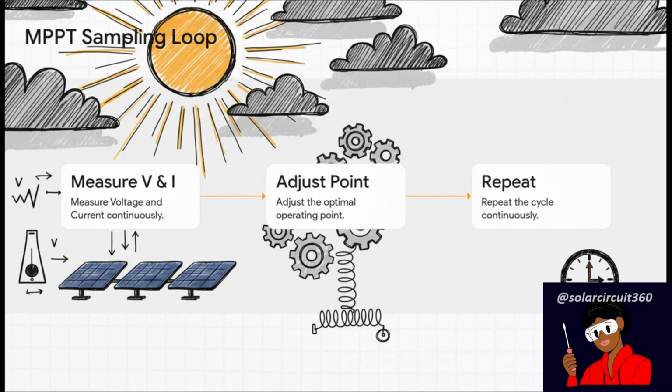Step 1, they measure the voltage and current. Step 2, they adjust the operating point. Step 3, they repeat this continuously. The absolutely key takeaway here is that these controllers do not adapt instantly. They work in rigid mechanical loops that take a finite amount of time to complete.